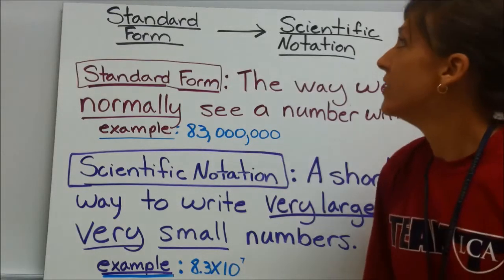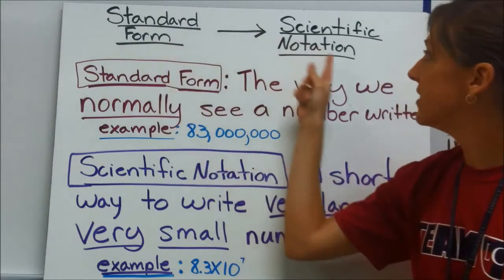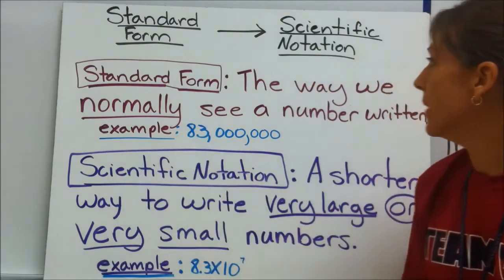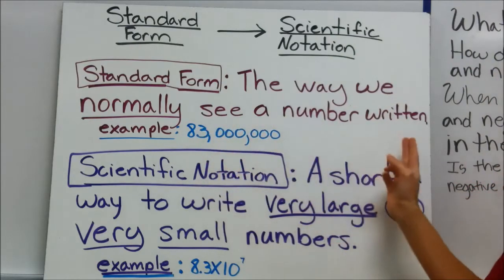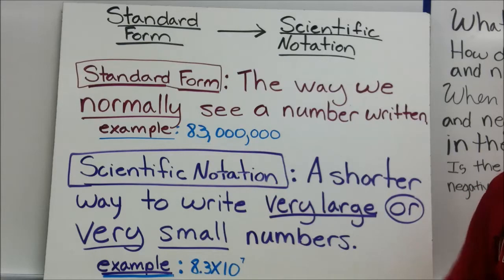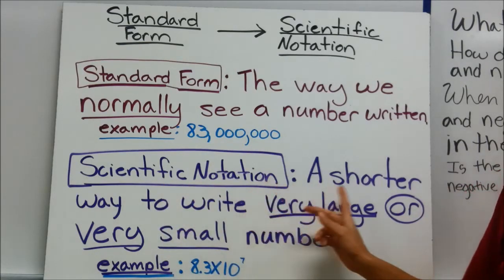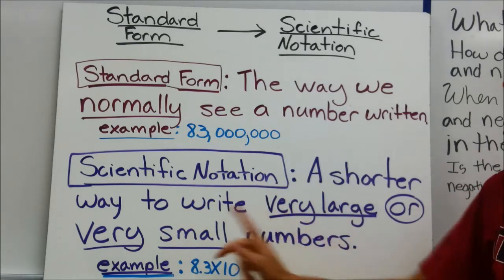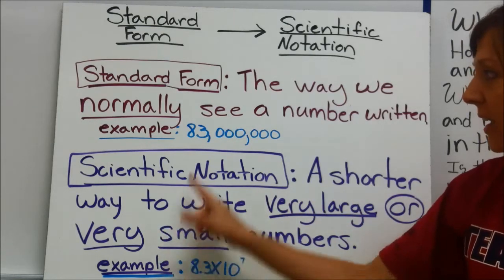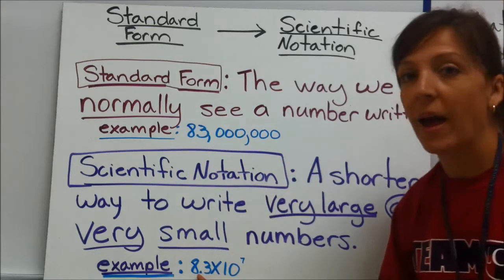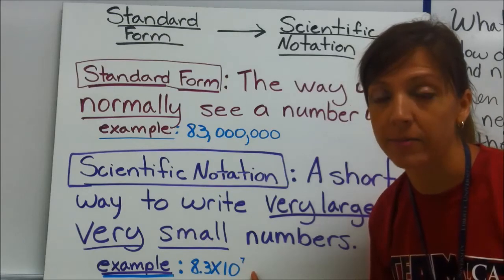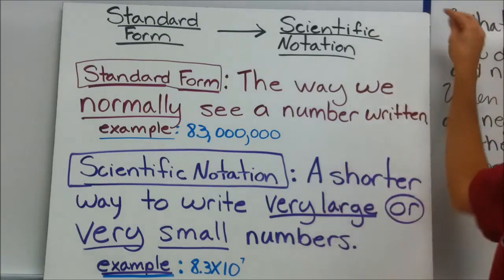Today we're going to learn about standard form to scientific notation. What is standard form? Standard form is the way we normally see a number written. For example, 83 million. Scientific notation is a shorter way to write very large or very small numbers. For example, I can change 83 million to 8.3 times 10 to the 7th power. I'm going to show you how to do this.